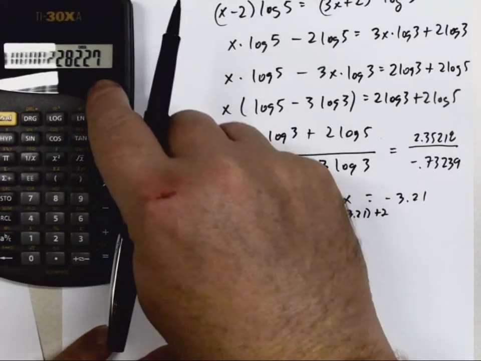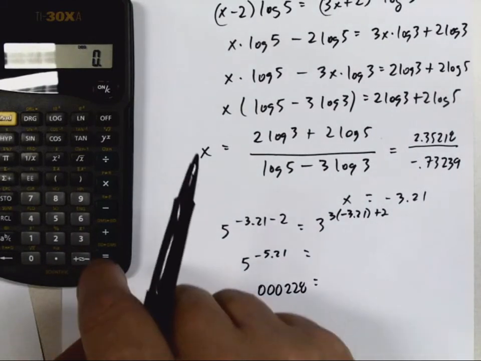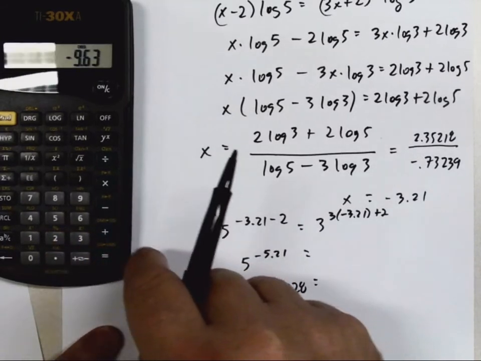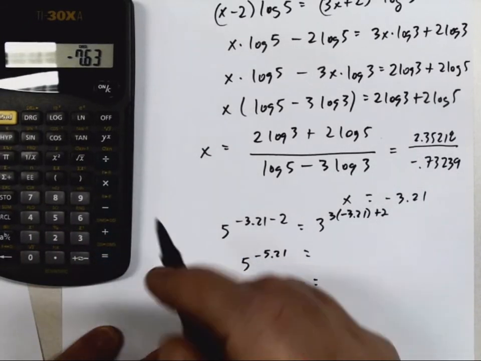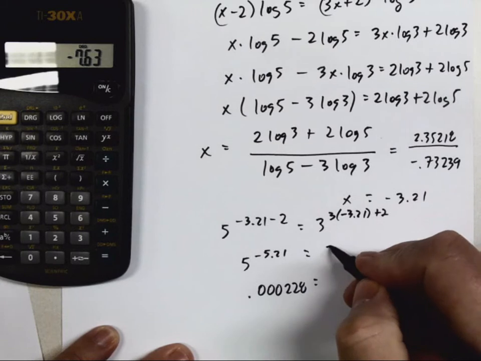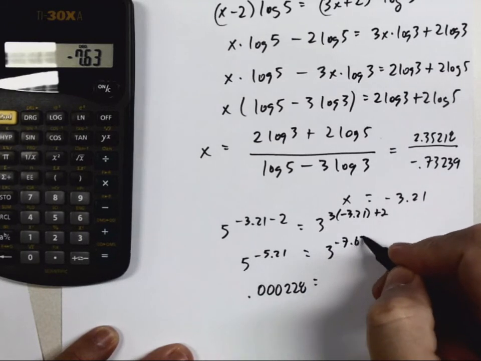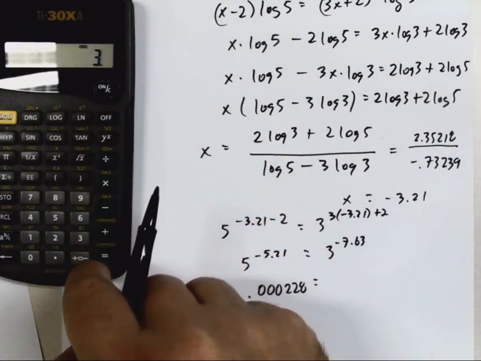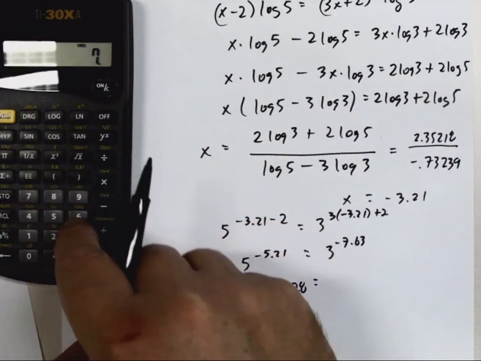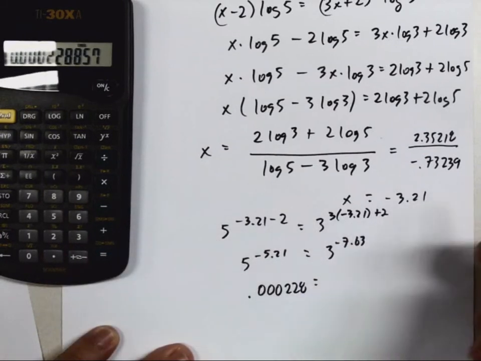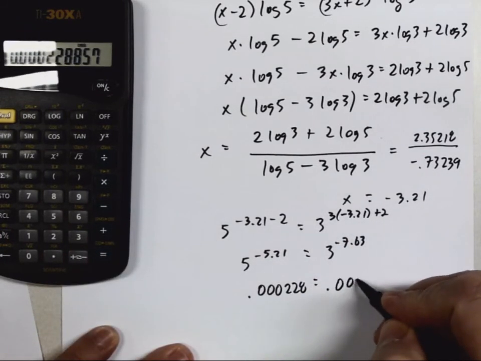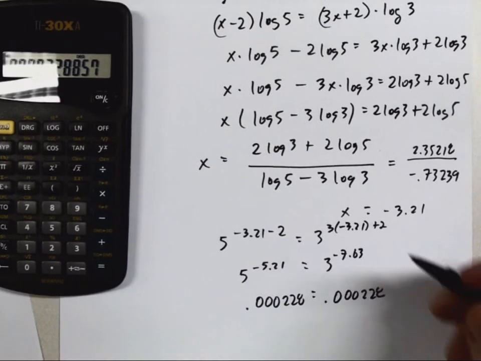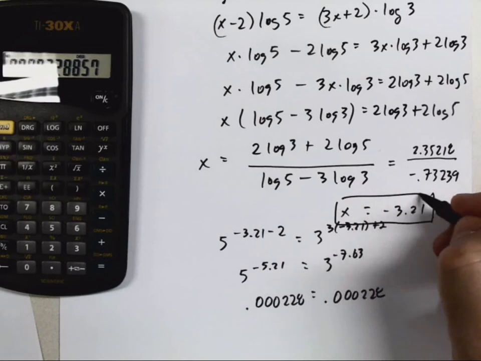For this one, I have to take 3.21 negative times 3 plus 2 equals, so negative 7.63. So 3 to the negative 7.63, and looks like I must have been careful with my math. It looks like it is correct. So that must be the solution.